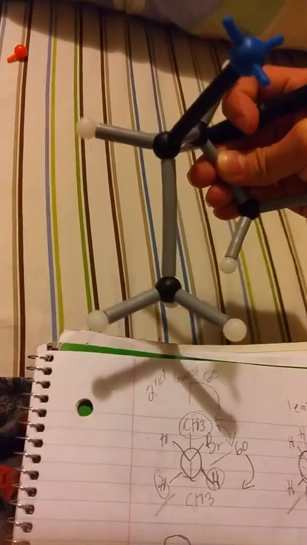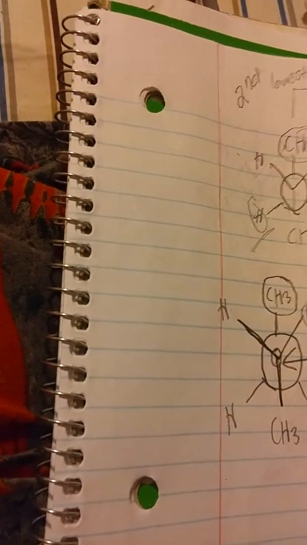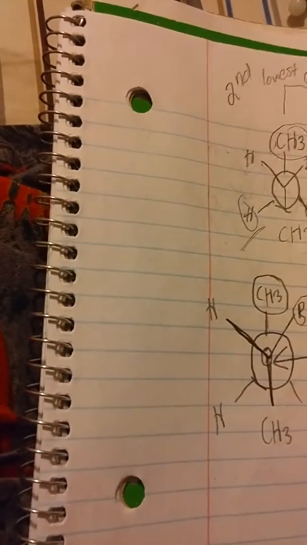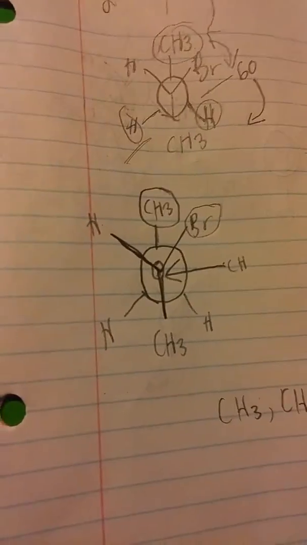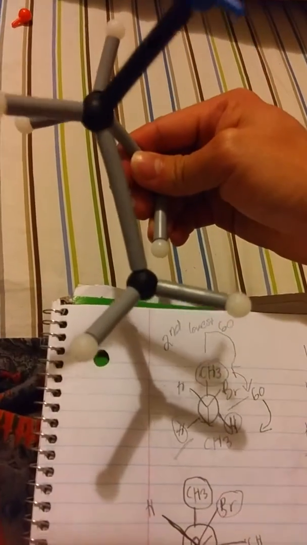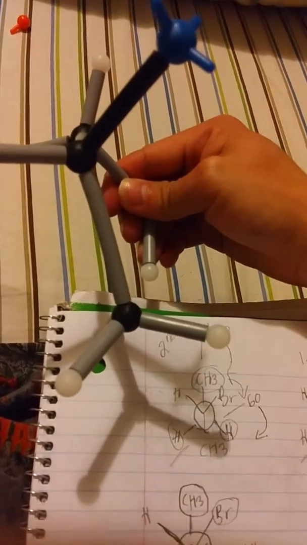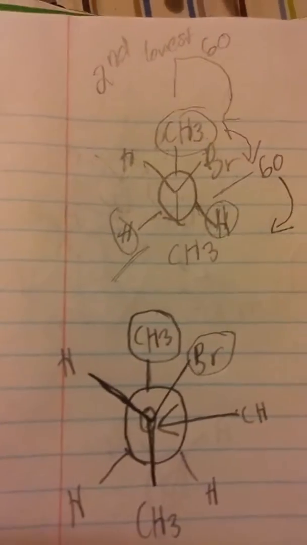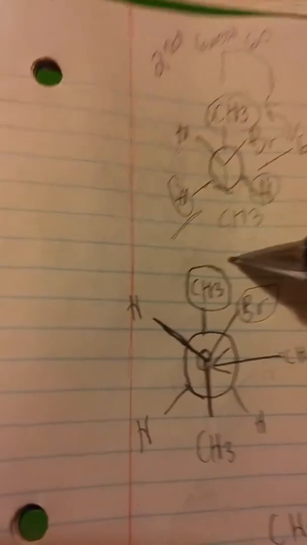Yeah, it's this carbon, whatever it is, and then this bromine. These 4 atoms, CH3, CH2, CH, and bromine, are all participating in this dihedral angle of 60 degrees.